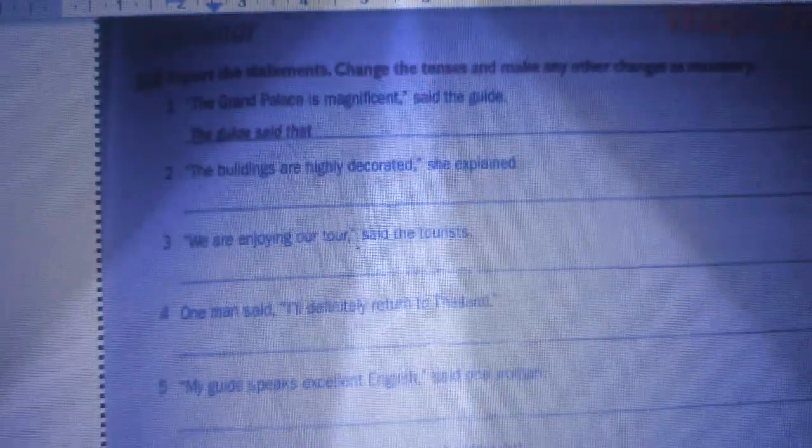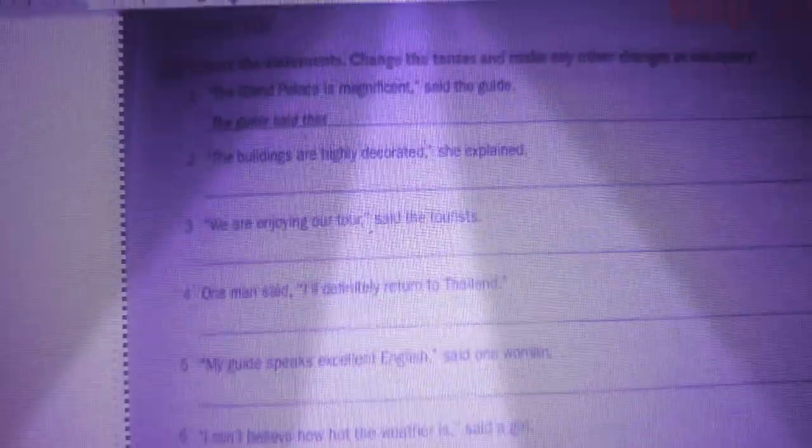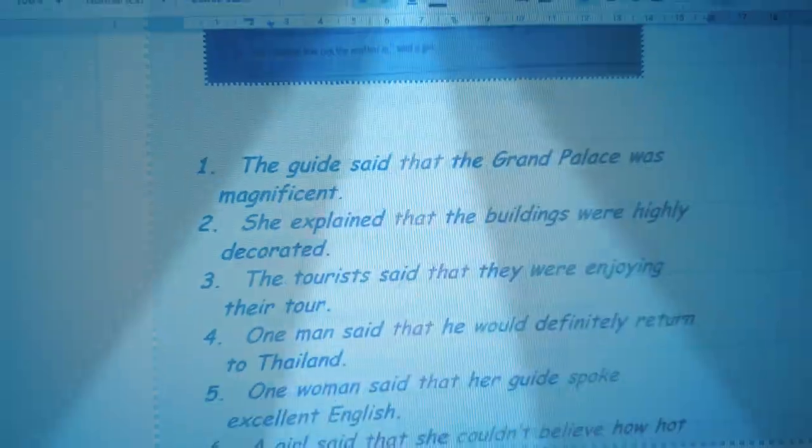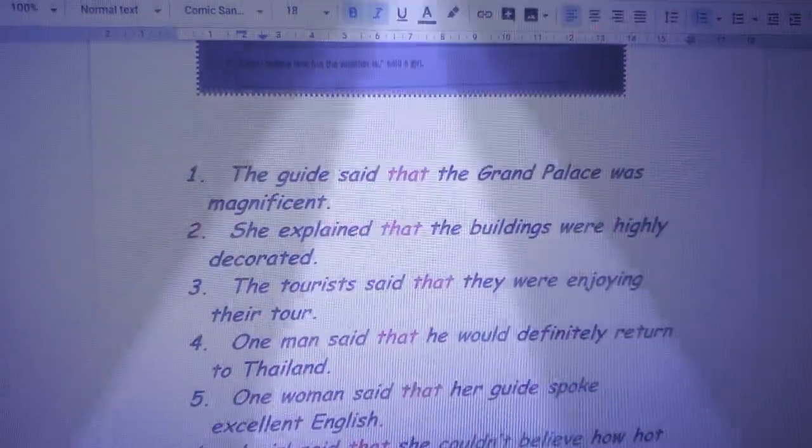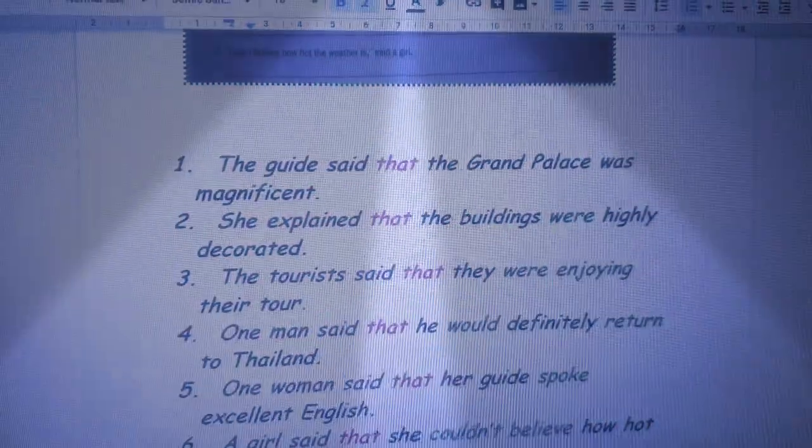Now move to number 2. The buildings are highly decorated. She explained that the buildings, sorry, because I was so fast, I missed the S many times. Okay, the buildings are highly decorated. She explained that the buildings were highly decorated. Move to number 3. We are enjoying our tour, said the tourists.